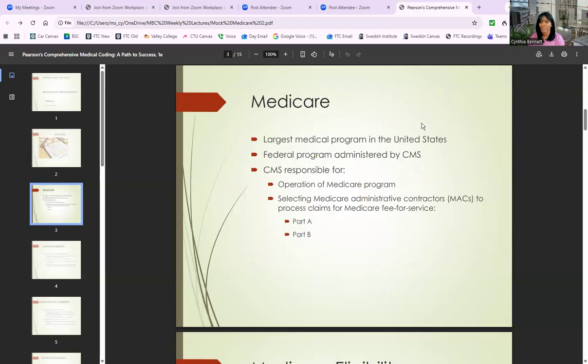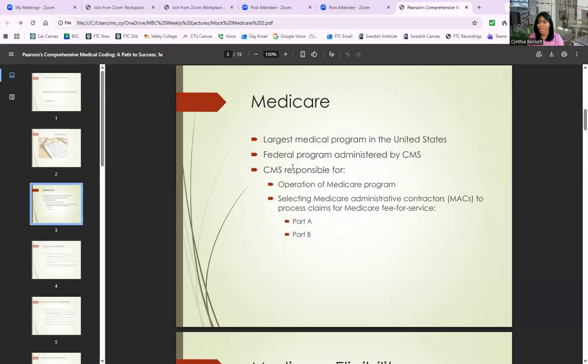Medicare is one of the largest health insurance programs in the United States. In most hospitals and healthcare facilities, doctors' offices and things like that, they will accept Medicare. So this is why this plan becomes very important. It is administered by the federal government. CMS is responsible for the operations part of the Medicare program.